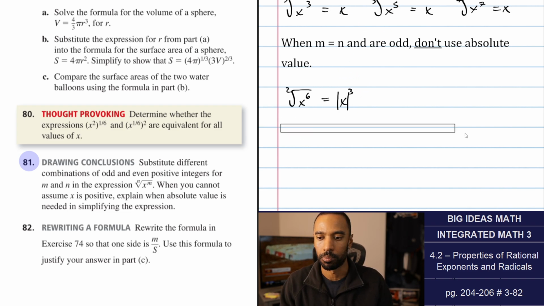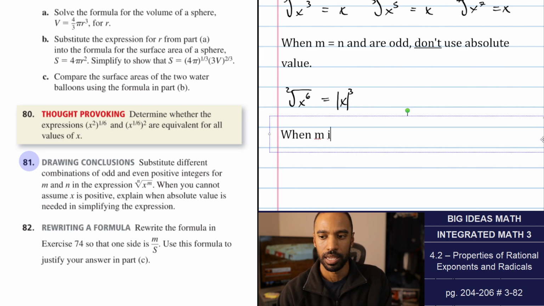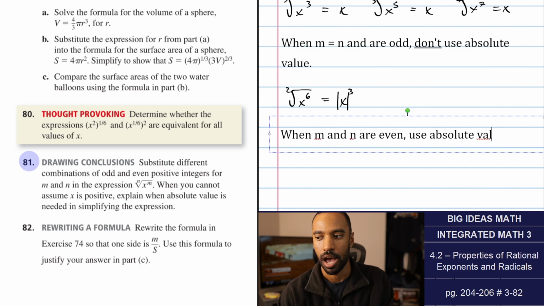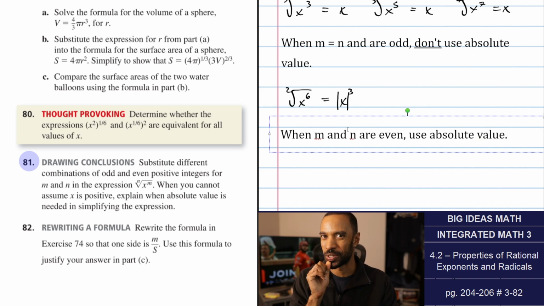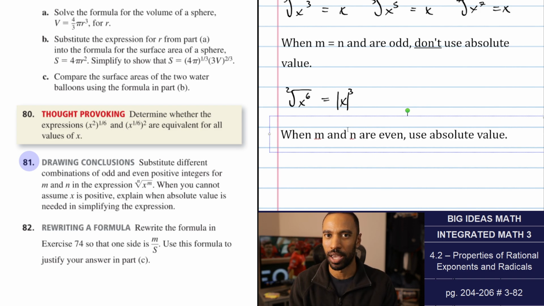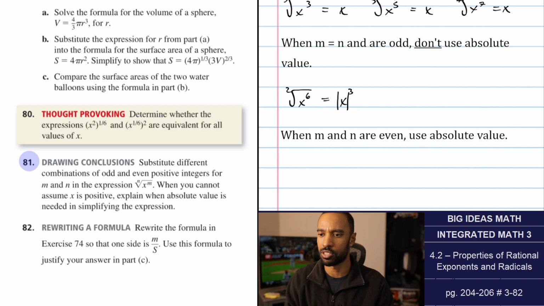So now we're making a bigger conclusion. When m and n are even, use absolute value. I think that sounds like it's a bigger thing. Now, the other thing is that m needs to be bigger than n. Otherwise, we're still inside of the radical in some way. We might still have to use absolute values for those anyway. Hold on. Let's establish that.